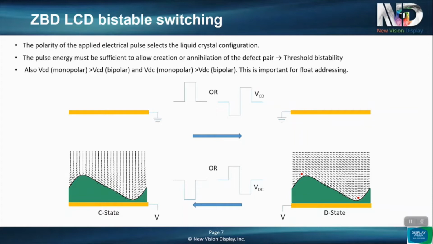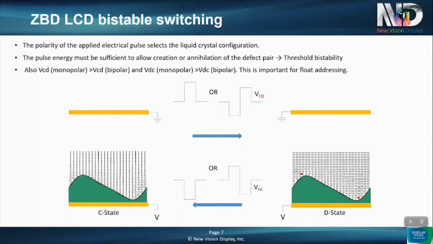We prefer to use bipolar pulses rather than a monopolar pulse. In this case, it latches on the second half of the bipolar pulse, and this allows us to get good DC balancing, which is useful in a display. Also, you'll note here that I've made this amplitude smaller in the bipolar than the monopolar case, and that's what we find in practice, because we get a little bit of pre-poling from this opposite pulse. And this difference between monopolar and bipolar pulses is important for float addressing, which I'll come on to.